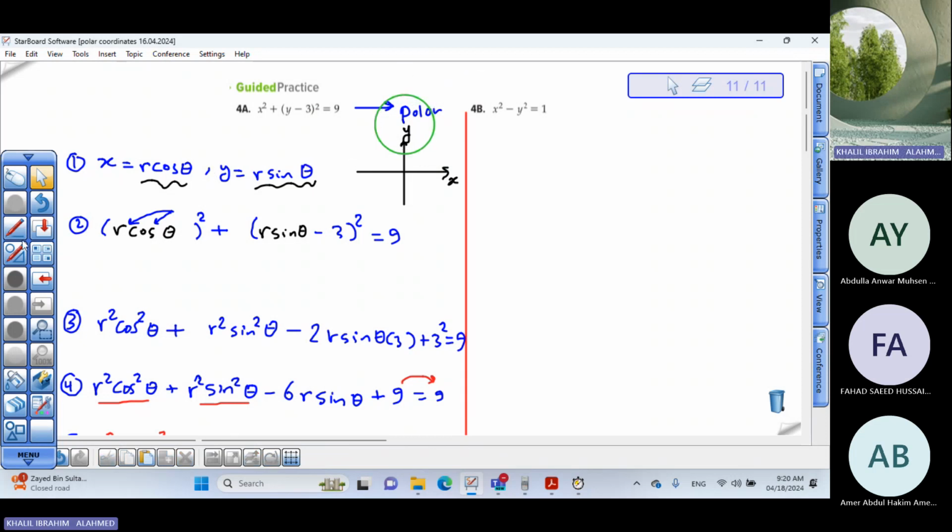This is the circle. This here is 3. This is the center, (0, 3). Okay, that's it, in rectangular coordinates.